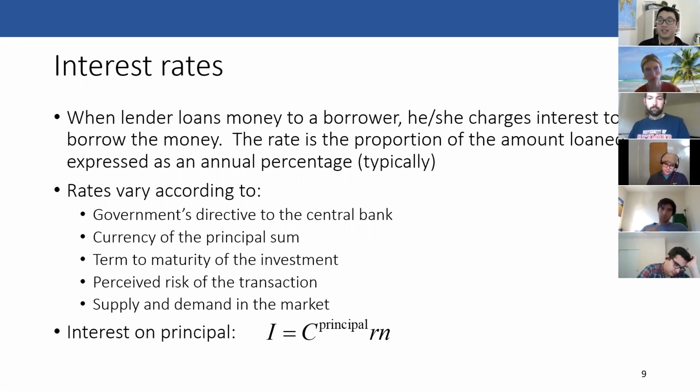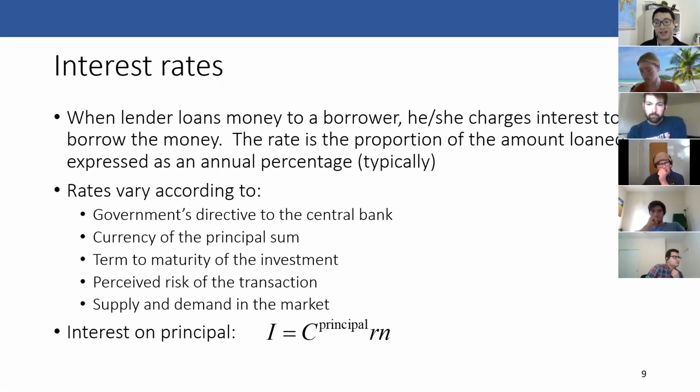Term to maturity of the investment. If I want you to pay me back in one day versus in 10 years, you can imagine the interest rate could also differ, given the perceived risk of the transaction. Also, if I don't think you're going to pay me back, or there's a higher likelihood that you're not going to pay me back, then I may charge a different interest rate. This is tied to things like credit scores, right? If you have a really good credit score, then you are more trustworthy in returning the money, and so you may get better interest rates, in other words, lower interest rates.